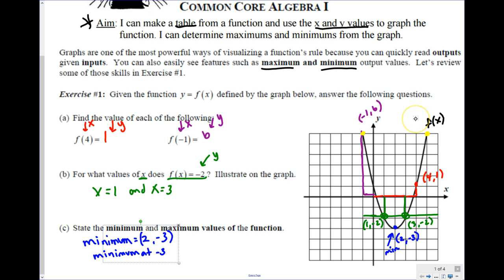Now the only reason we have a maximum here is because there's no arrows at the top. If this had two arrows, like, let me draw them.